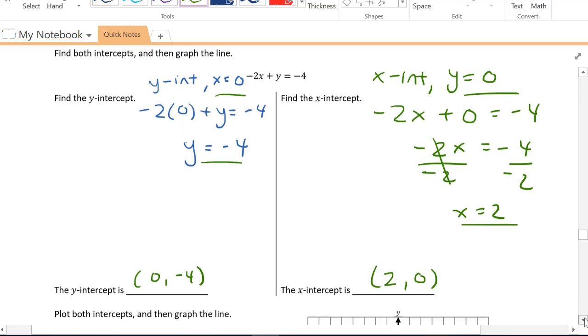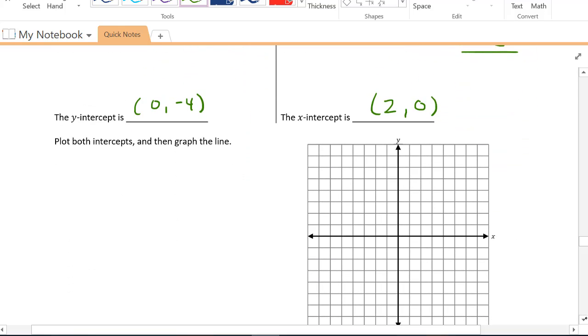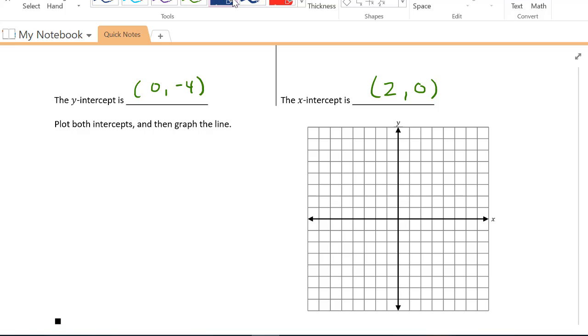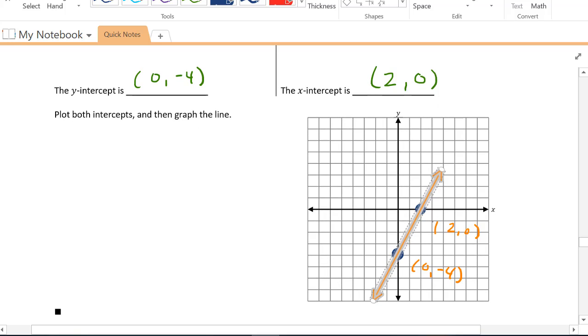Okay, and it's going to ask us to plot them again. So let's do that. So if I plot them, I have 0, negative 4, which is, I'm going to go down. x is 0, y is negative 4. 1, 2, 3, 4, right there. And then I have 2, 0. 1, 2, 0, right there. Okay. Label your points. Connect your dots. And there you have it.